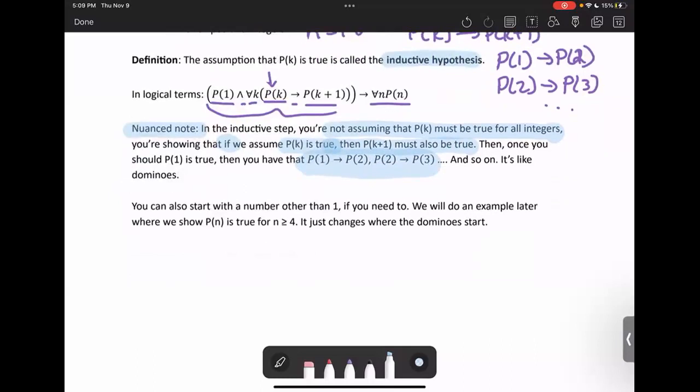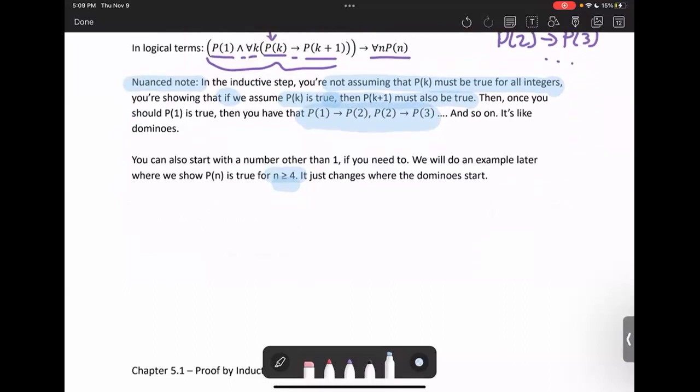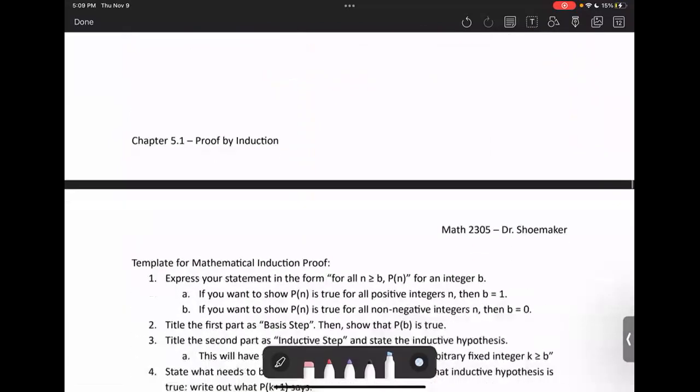You can also start with a number other than 1 if you need to, right? There's an example in your book that we will do later where we show that P of n is true for n greater than or equal to 4, right? It just changes where your dominoes start, right? It doesn't change anything about the proof. It just changes where the dominoes start.